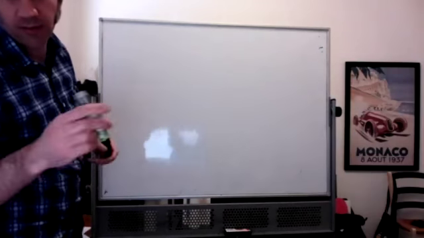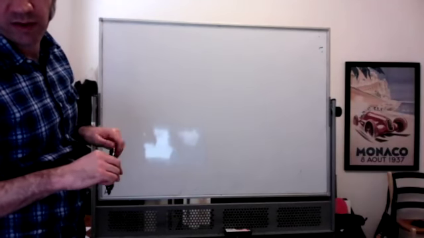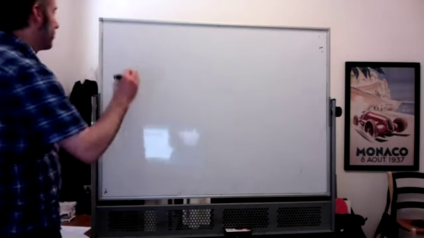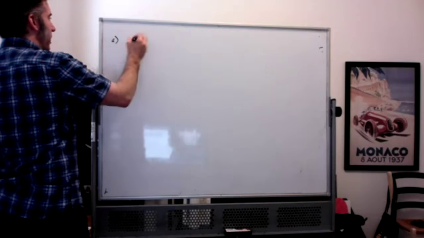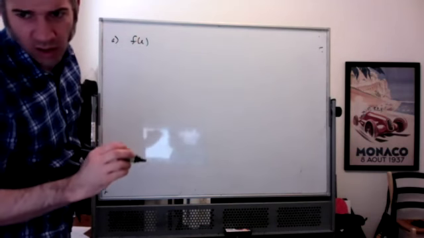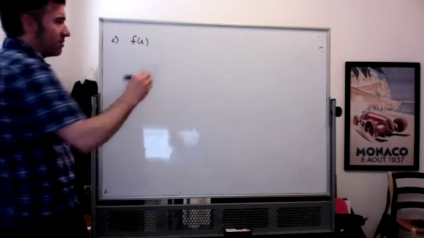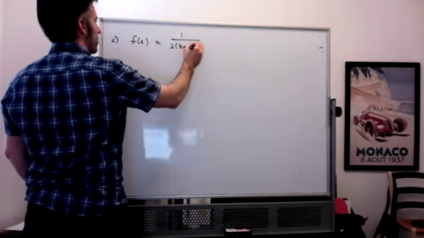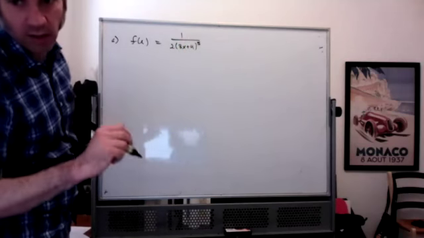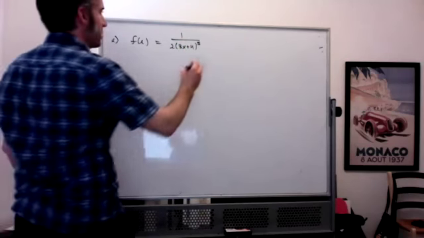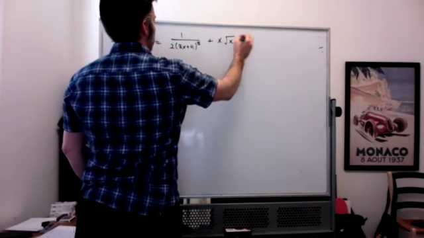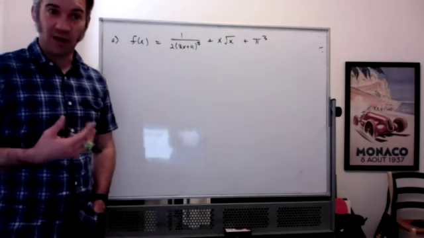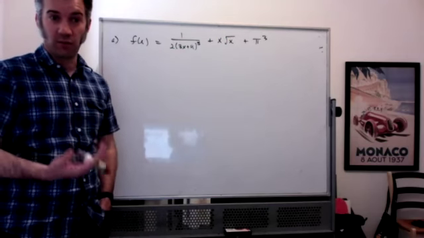Let's look at this one here. So find the derivative of each function. You need not simplify your answers. So let's look at this first one. F of x is equal to 1 over 2 times 3x plus 4 to the 5th, plus x times the square root of x plus pi cubed. And definitely the intent behind this problem is that you simplify it before differentiating it.